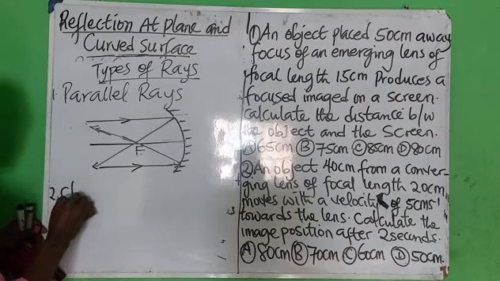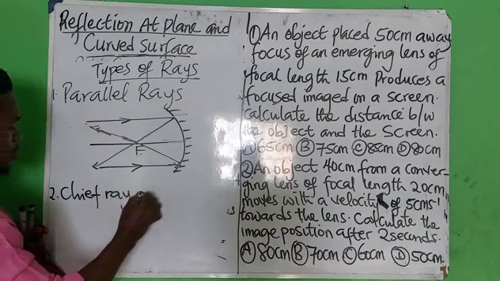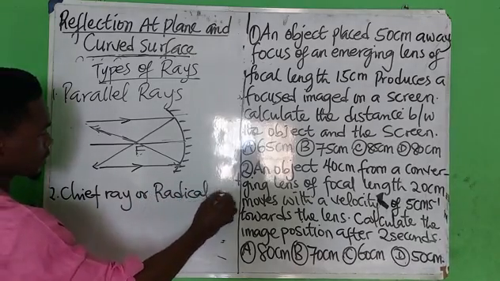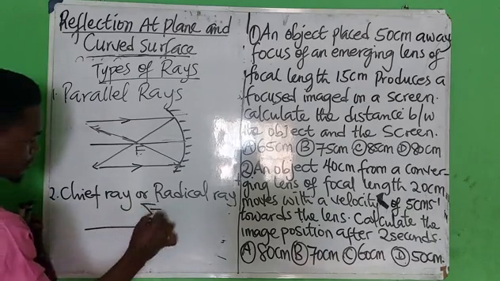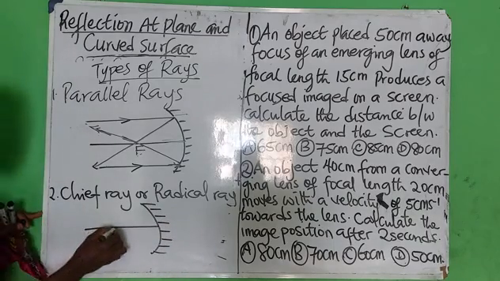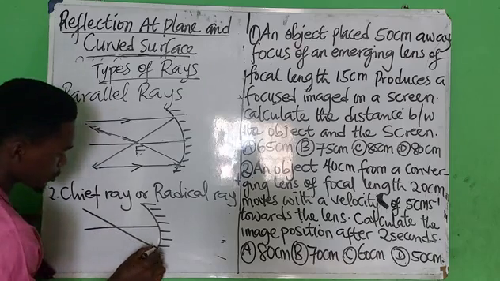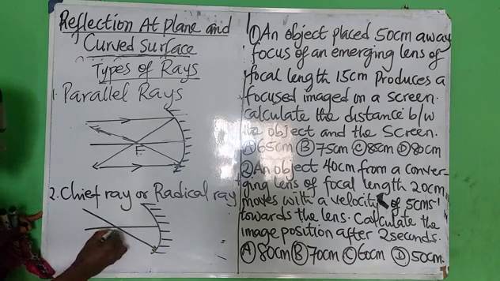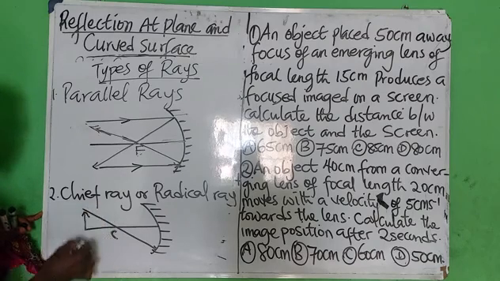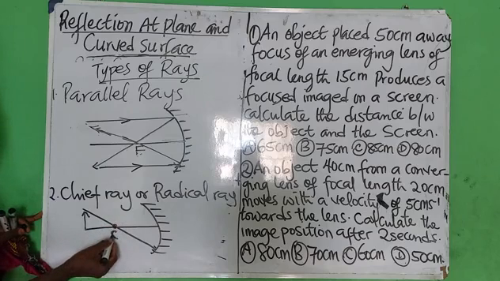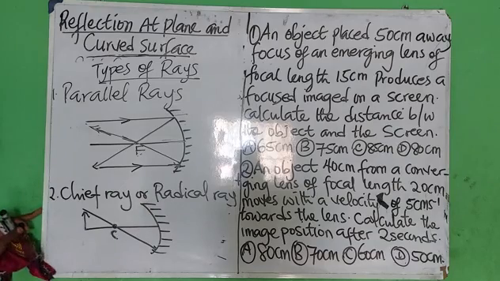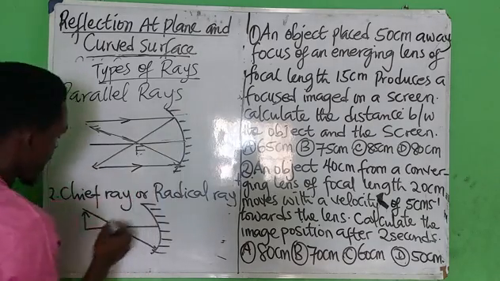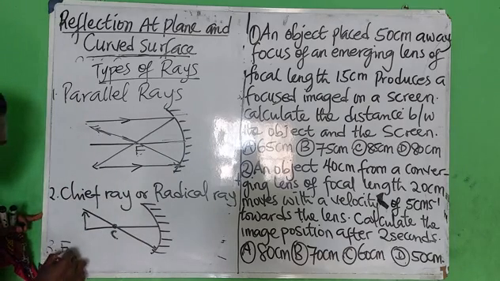The next one is called the chief ray or radial ray. The chief ray or the radial ray. If I have a surface such as this, the ray that passes through the center of curvature, don't forget an object is here. There is the ray that passes through the center of curvature. It is called what? The chief ray or radial ray. The chief ray or radial what? Ray. However, as for the third one, which is the focal ray.